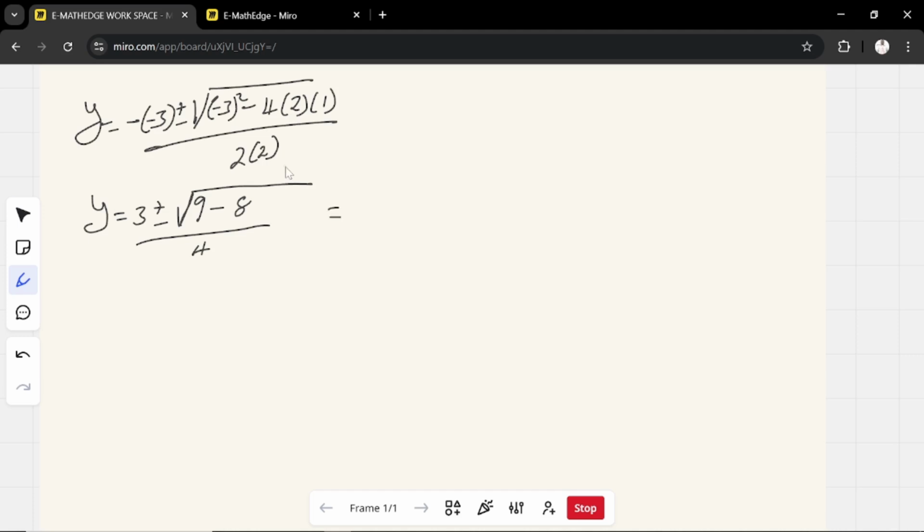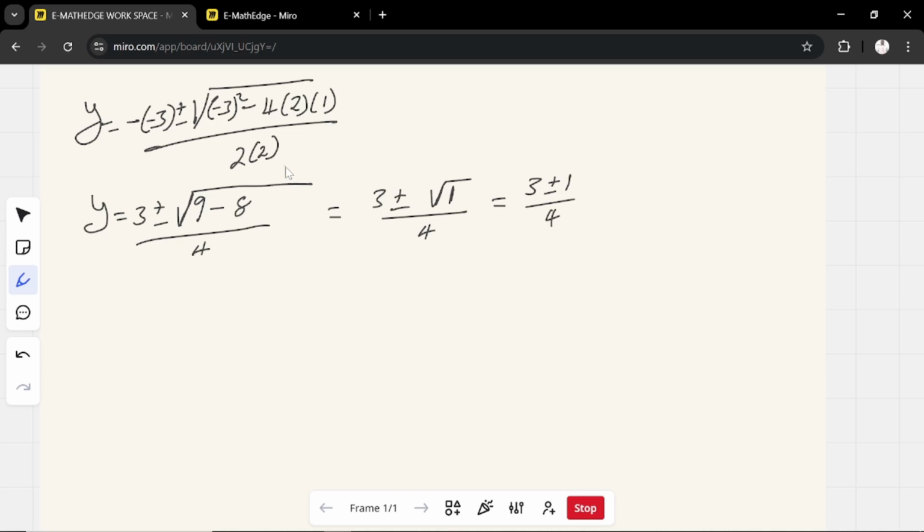So let's simplify further. We are going to have 3 plus or minus the root of, now 9 minus 8 is going to give us 1. Mind you, it's all over 4. To further simplify, we are going to have 3 plus or minus, now what is the root of 1? The root of 1 is 1, all over 4.